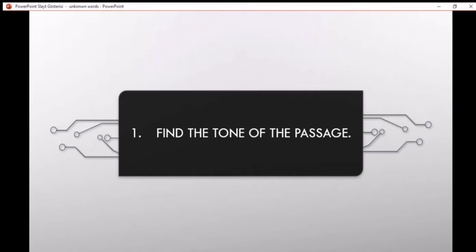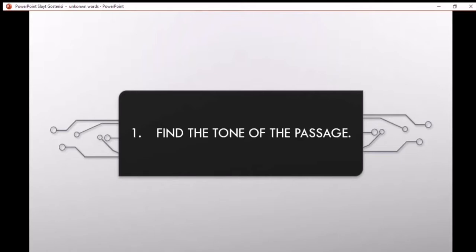So the tone might be positive, which means the writer supports that idea. It might be neutral, which means the writer basically gives us information in an objective way, or it could be negative, which means the writer is against that idea.